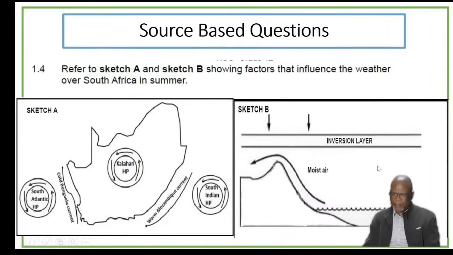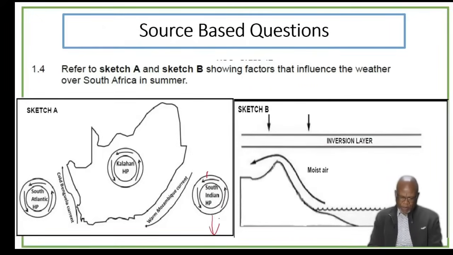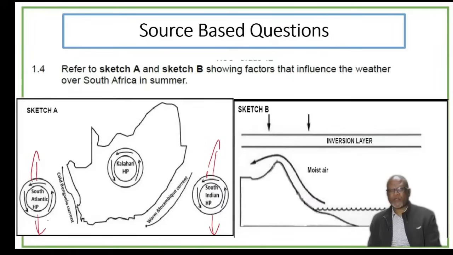Now, what has happened now with the high pressure? Remember we said these high pressure cells are following the migration of the ITCZ. So when it is summer, they move further south, and when it is winter, they move further north. They move further south and north according to different seasons.